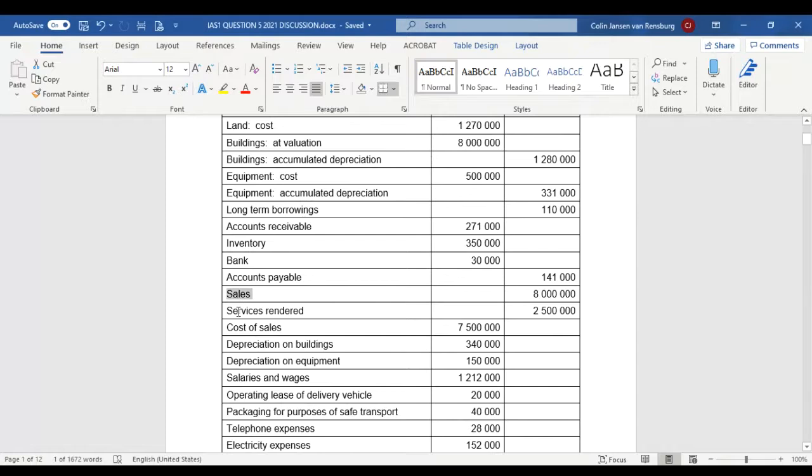Let's look at the second line item. Services rendered. Quick question. Is that part of revenue? Yes or no?